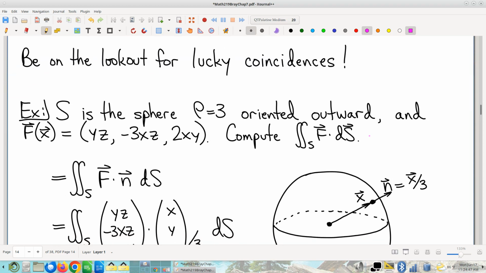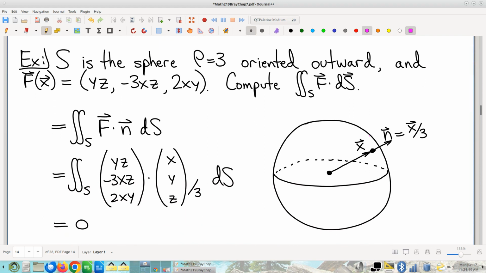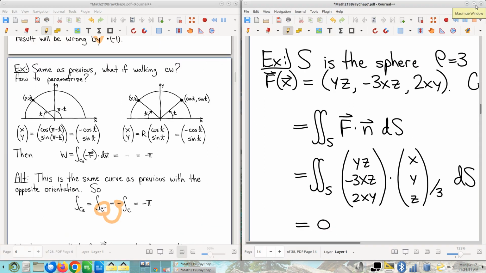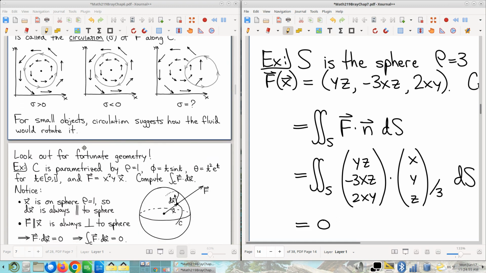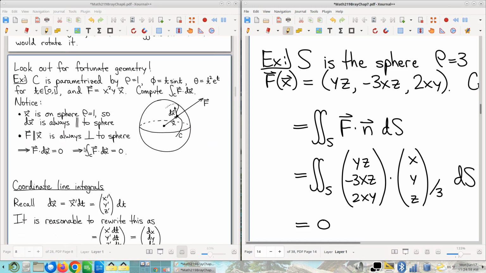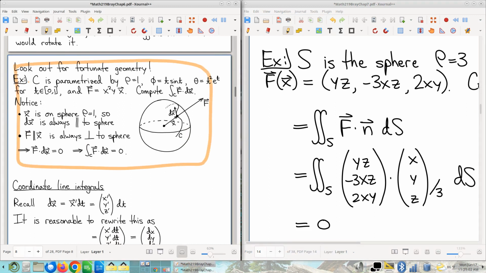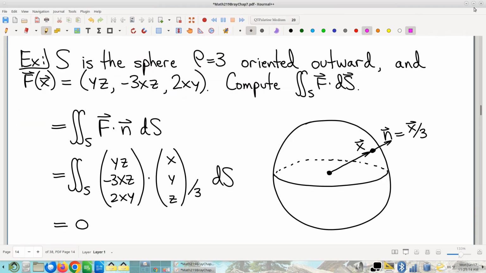Okay, so sometimes you get lucky. Now I'm going to point out this is something that we saw with vector line integrals. Sometimes you get lucky with the geometry, like in this case. And check it out, our dx's were that way, our forces were always that way. They're always perpendicular, dot product 0. You got to love it. And that kind of thing can happen with vector surface integrals, too.